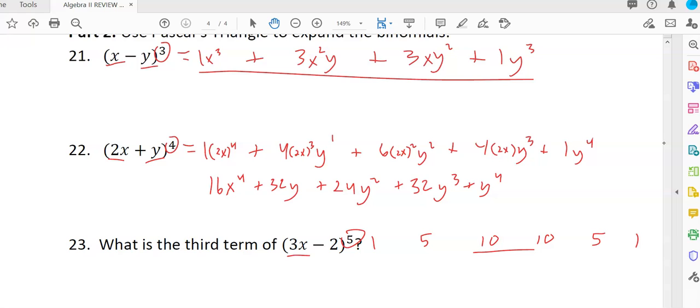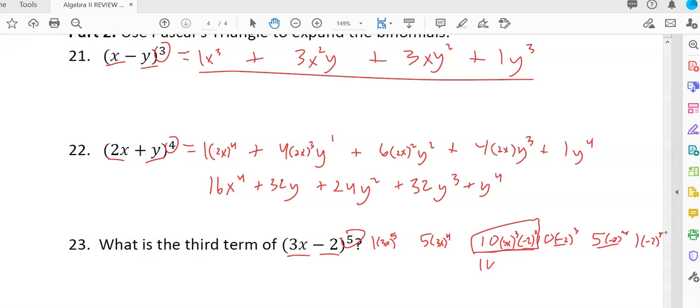So 3x to the fifth power, the highest power. This would be 3x to the fourth. I don't really care about that one. This is the term I care about, 3x to the third power, and then 3x, we're done. Last term, negative 2 to the fifth, negative 2 to the fourth. I don't care about those. This one, but being very careful. Okay, this one I care about. This one is negative 2 to the second. So this is the term I care about.